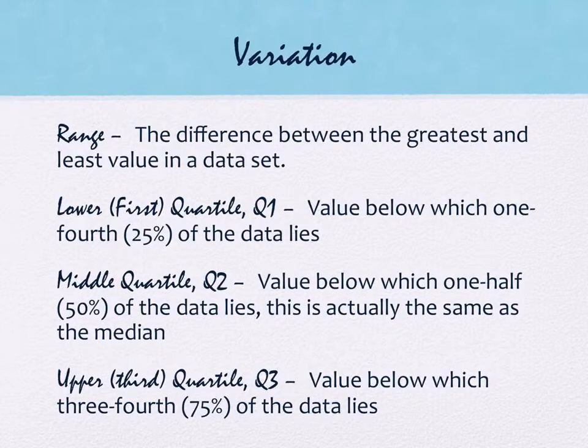Q2 is also known as the median. It's the 50% mark, below which 1/2 or 50% of our data lie. And also, if 50% lie below, then 50% lie above. Okay? Q3 is the third quartile. It's the value below which 75% or 3/4 of the data lie. Okay, so this marks it off into sort of quarters of information.